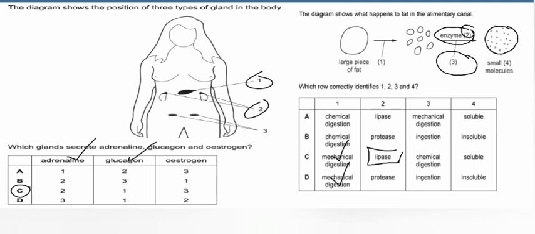Then stage 3. Stage 3 is definitely going to be what? Chemical digestion. Why are we saying chemical digestion? Because the enzymes here are being used up. So it's chemical digestion. Then the small molecules are going to be soluble, meaning they are going to be absorbed into the bloodstream. So we can say the answer here is just going to be C.